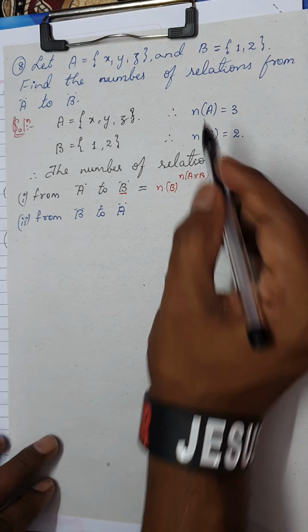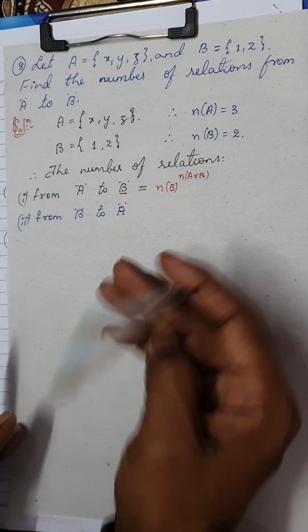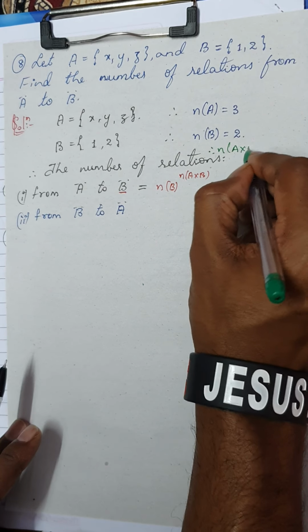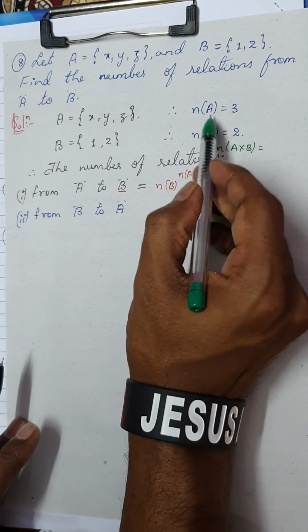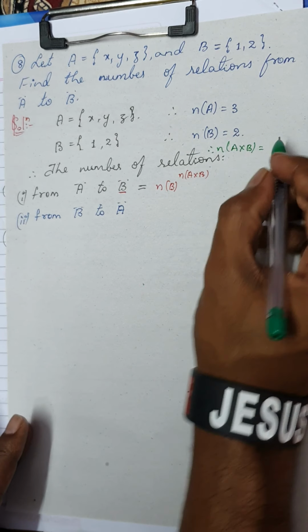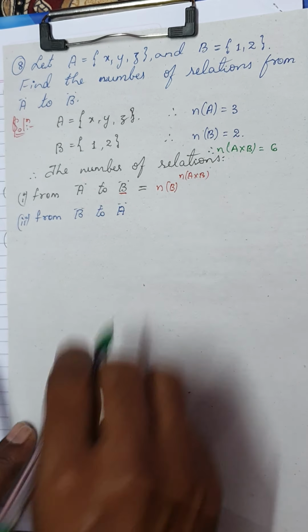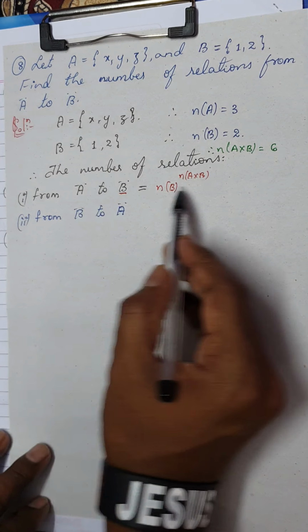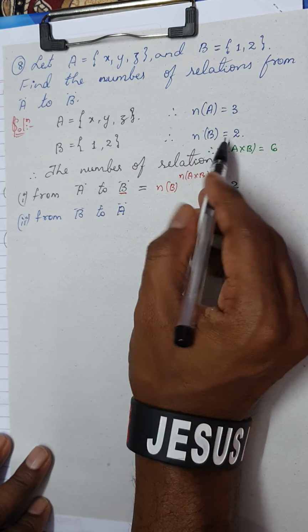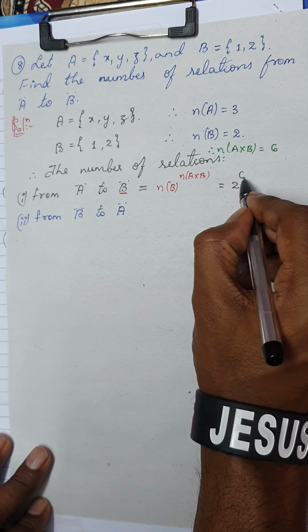So now first of all we shall take one more required thing. Therefore n of A cross B. Definitely A has 3 elements, B has 2 elements. A cross B will have 3 into 2. So n of A cross B will be 6. Therefore, the number of relations from A to B will be 2. What is n of B? It is 2. So 2 power 6.